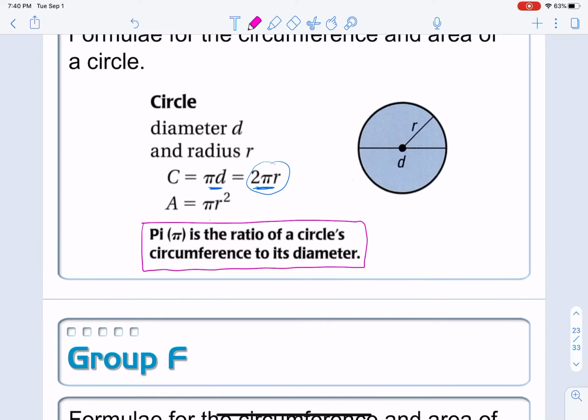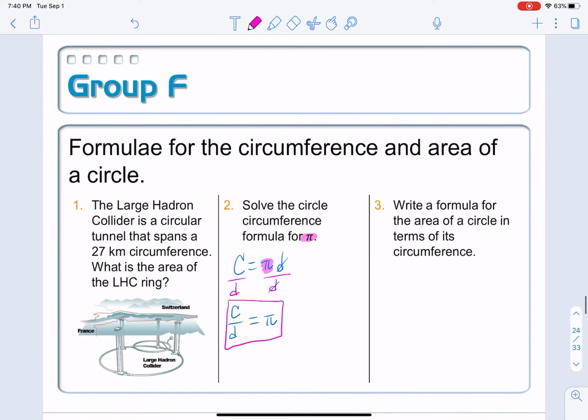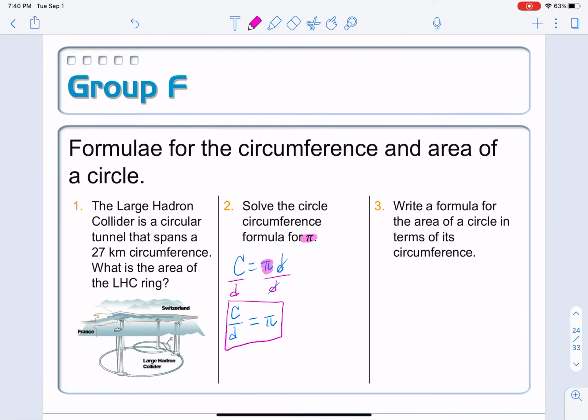Pi is defined as the ratio of a circle's circumference to its diameter, which is exactly what we found by solving for pi in that circumference formula. And this is true for every single circle. If you were to accurately measure the circumference and the diameter and divide those two, you're supposed to get pi. The problem is that you could never be accurate enough.